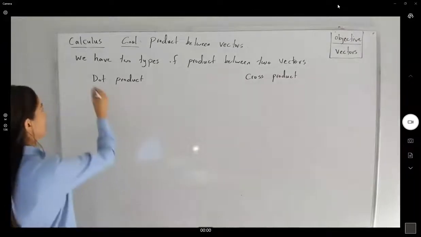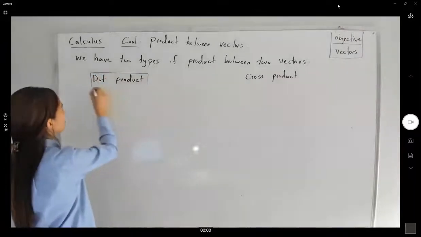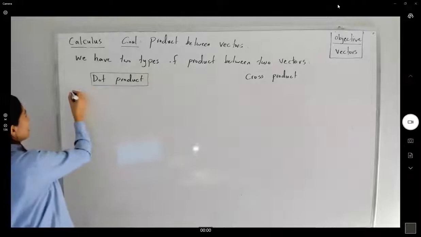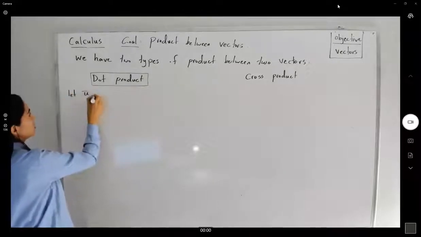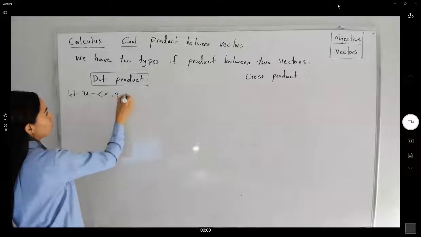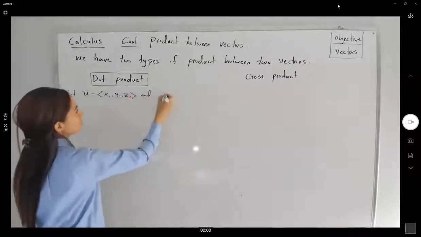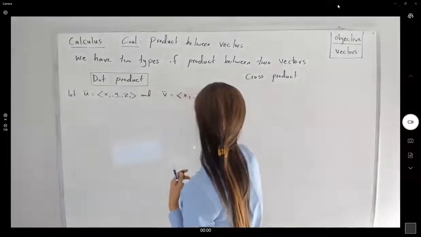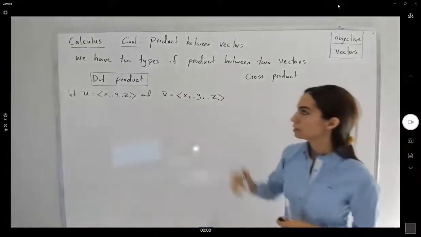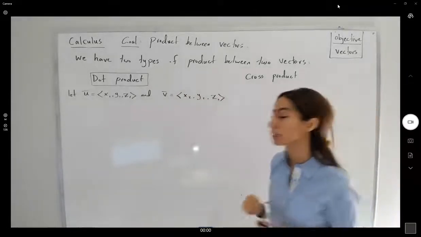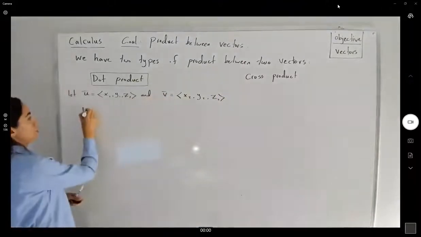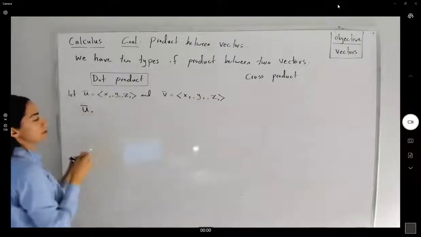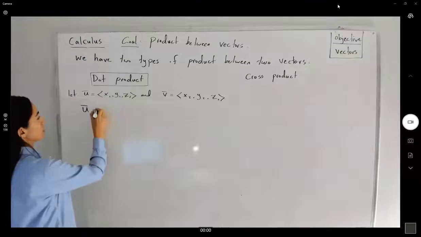So let us start by talking about the dot product between two vectors. So let us have two vectors. Let U be vector x1, y1, z1, and V be vector x2, y2, and z2. The dot product between these two vectors is denoted by U dot V. We put a dot and we call it dot product or inner product.